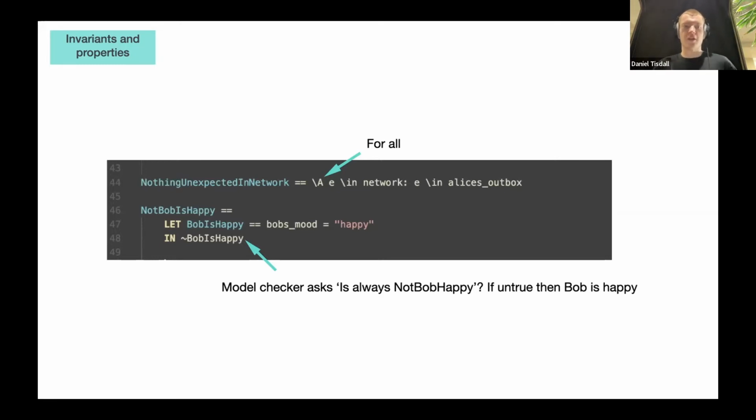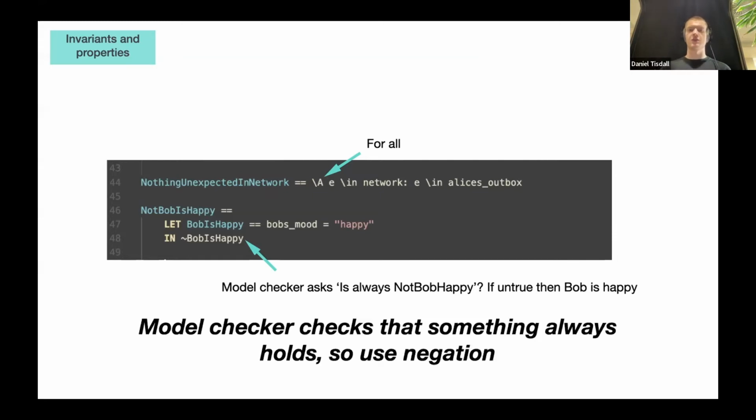I would say a more interesting one is this not Bob is happy. This is an operator that makes use of the let keyword, which allows you to define more operators inline and use them locally. Not Bob is happy is defined as this in, which is using this tilde for logical negation. So it's tilde Bob is happy, and the tilde is not, so it's not Bob is happy. But we define Bob is happy as Bob's mood equals happy. And we can provide this to the model checker.